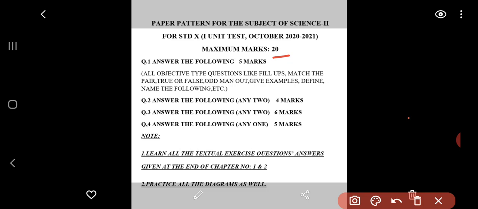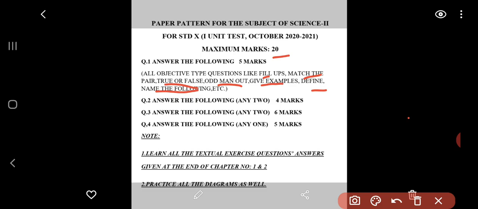So question number 1, as you can see, it's mentioned "answer the following", where 5 sub-questions will be asked to you and each will carry 1 mark. So the total for question number 1 would be 5 marks. And this will contain all objective types of questions like fill-ups, match the pair, true or false, odd man out, give examples, define, name the following, etc.